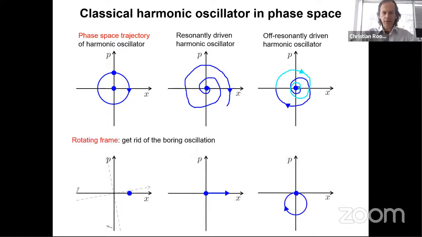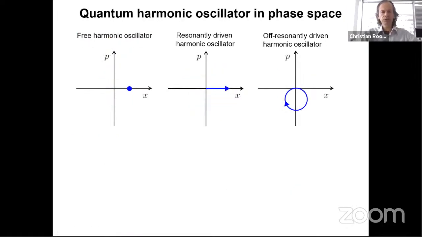Now, in order to have a simpler picture, it's useful to go into a rotating frame to get rid of this rather boring circular motion, so that the circular motion in the left-hand plot just turns into a fixed point, and the spiral becomes just a displacement along a particular direction in phase space, which is linear. The off-resonantly driven harmonic oscillator now gets converted into a motion where the oscillator reaches its maximum amplitude after some time before it returns to its original state again. And now this description completely carries over into the quantum case.